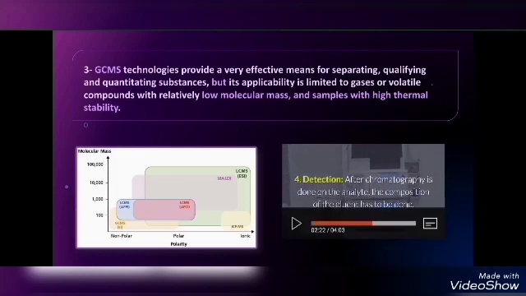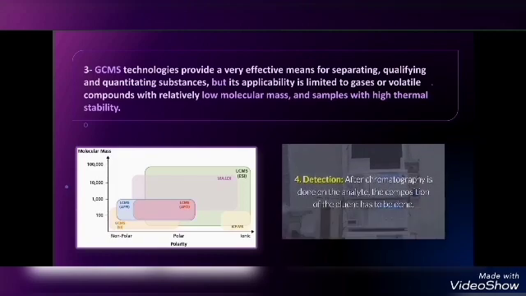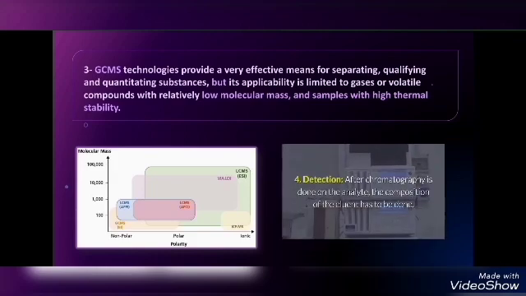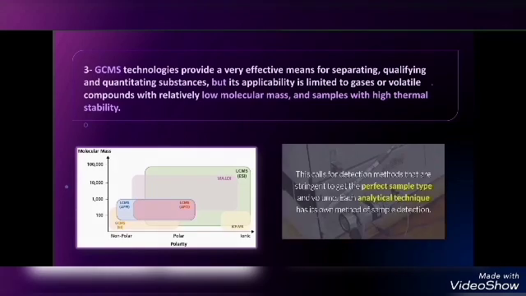4. Detection. After chromatography is done on the analyte, the composition of the element has to be determined. This calls for detection methods that are stringent to get the perfect sample type and volume. Each analytical technique has its own method of sample detection.